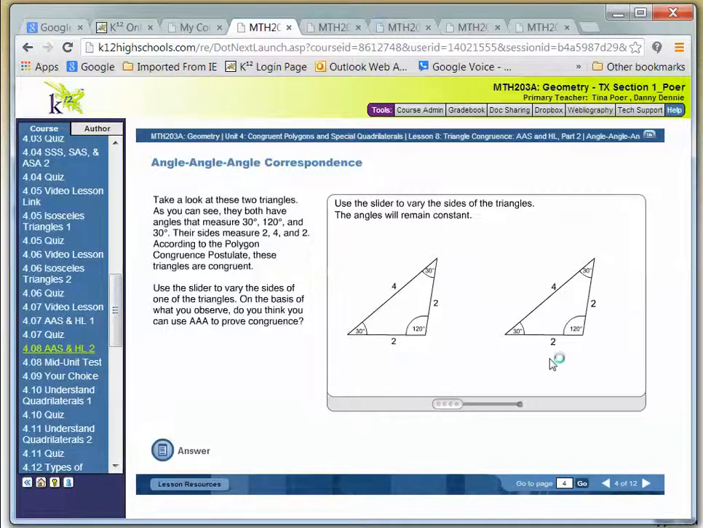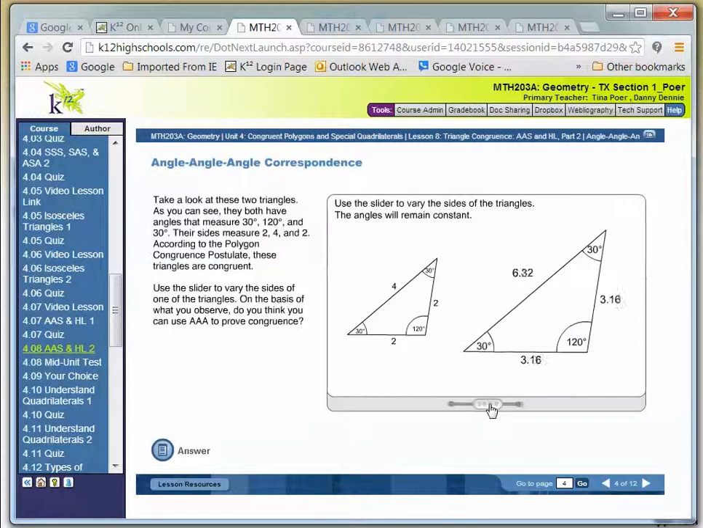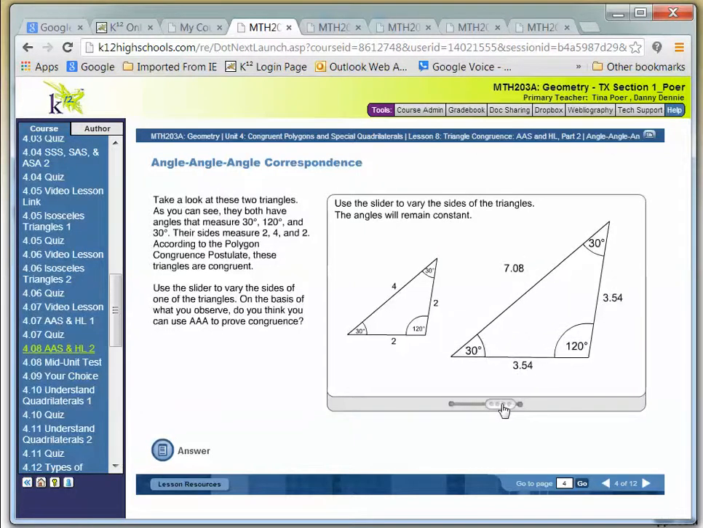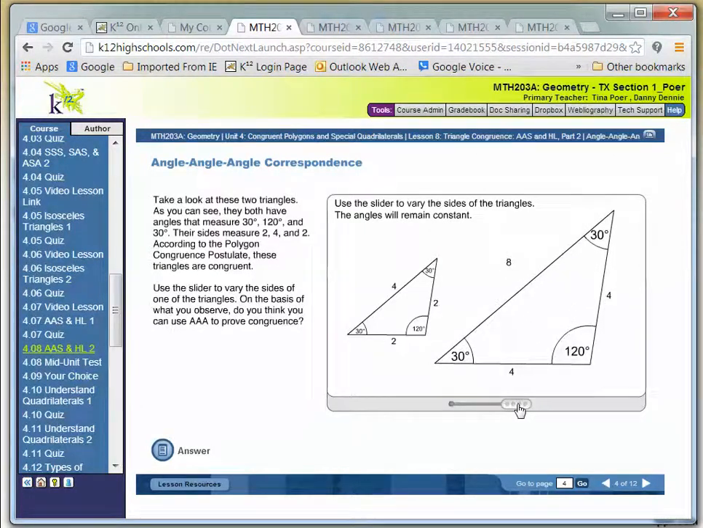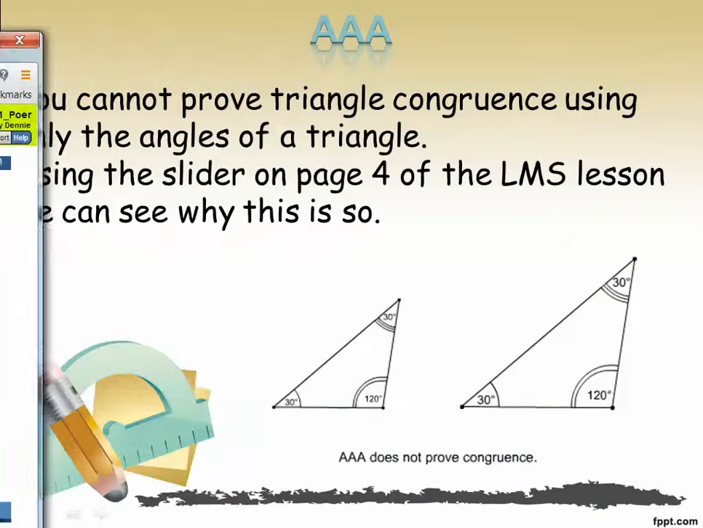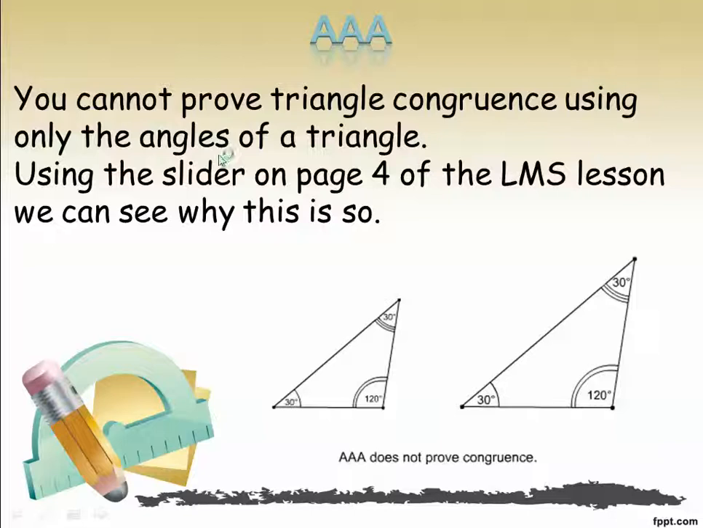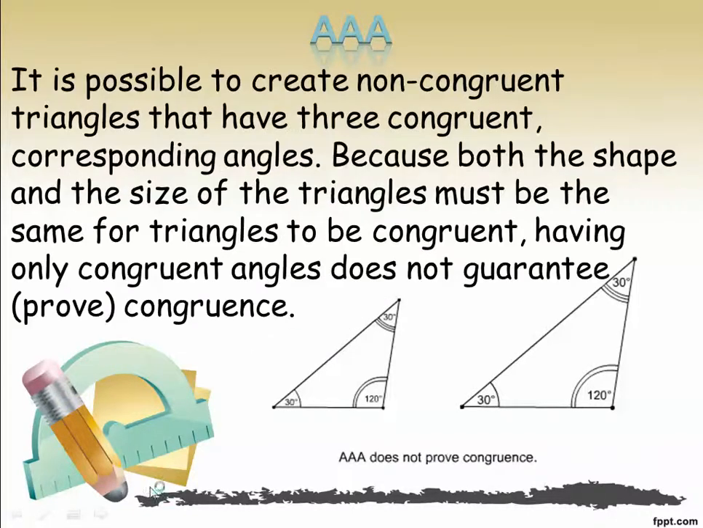Right now you have all these congruent angles and the sides are congruent, but as you move the slider, look how the sides are growing in value. They're getting longer and longer, but the angles are still the same degree measure. So that slider is a real good example of why it doesn't work. So let me move this back. Let's see what's next here.